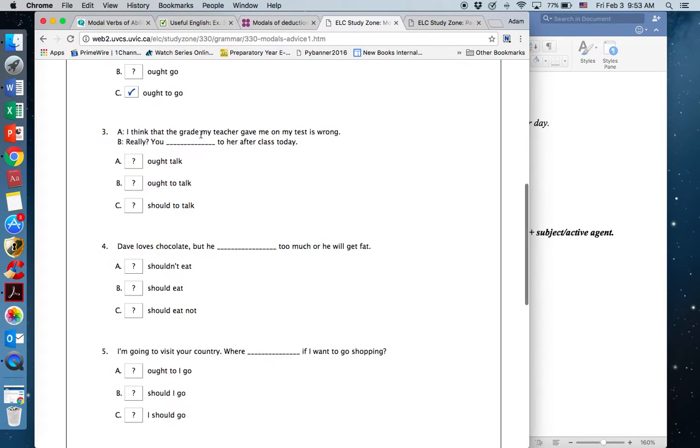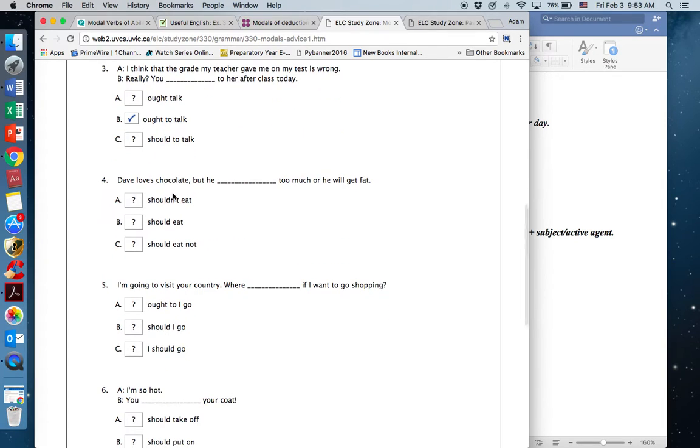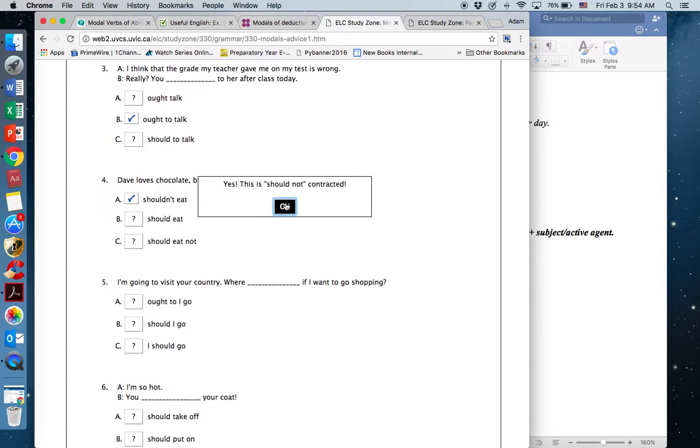I think the grade my teacher gave me on the test is wrong, really. You blank talk. You blank to her. Ought to. You should to. No, you ought to talk to her. We don't say should to. So that's our hint there. Dave loved chocolate, but he blanked too much or he'll get fat. He shouldn't eat too much.